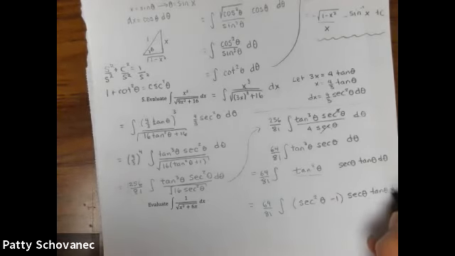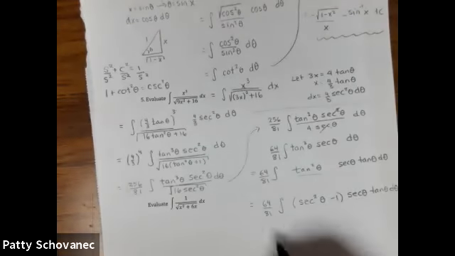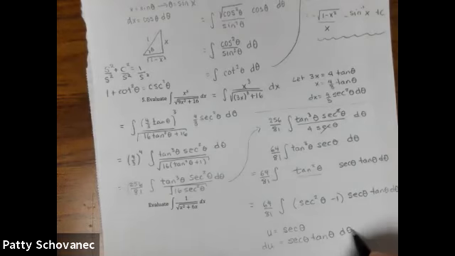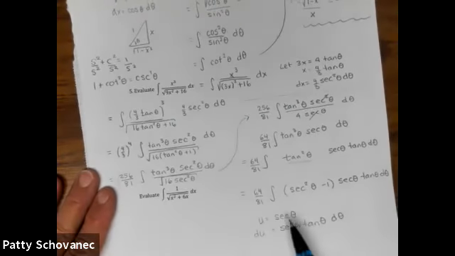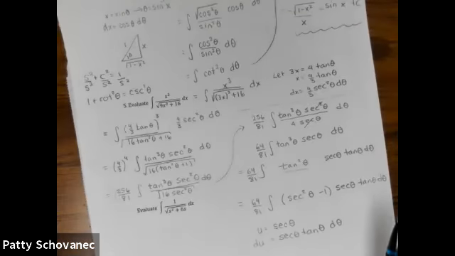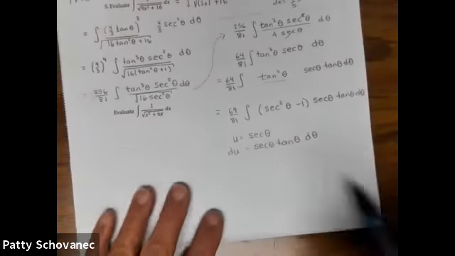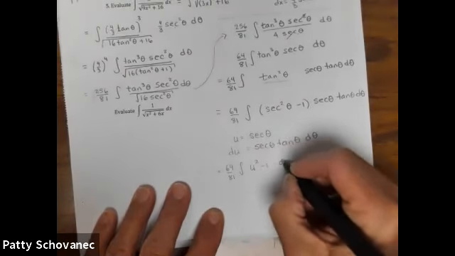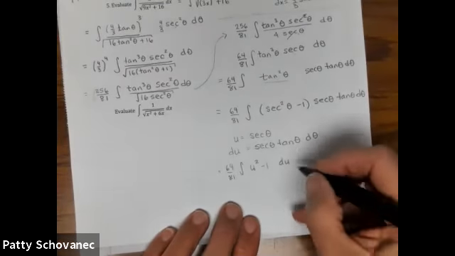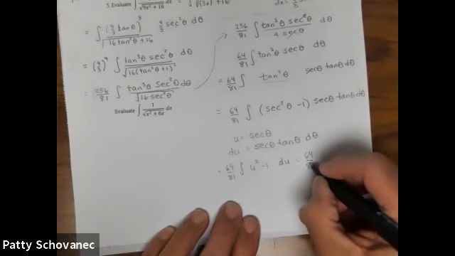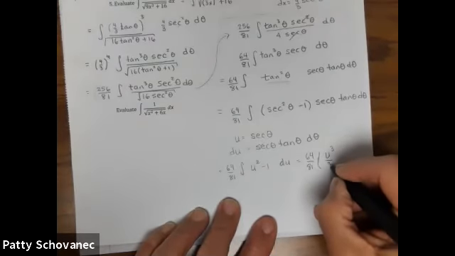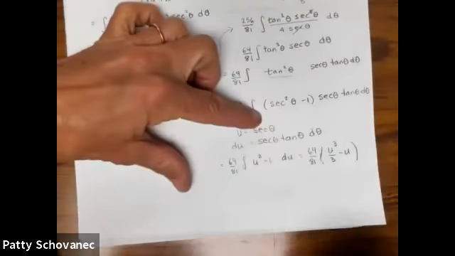Now I have a u-du integral. Let's take u to be secant, and du is secant tangent. That means the integral we've got left to do is just u squared minus 1 times du. Which is u cubed over 3 minus u. Each u is a secant of theta.